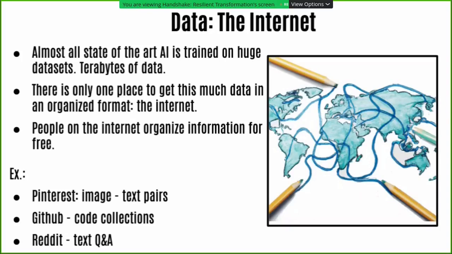We go on Wikipedia and we organize it, or we go on Pinterest and we create text for images, or we go on GitHub and upload our code. All this free organizing by humans is what allows the language models to learn these patterns, because we've pre-sorted the patterns.